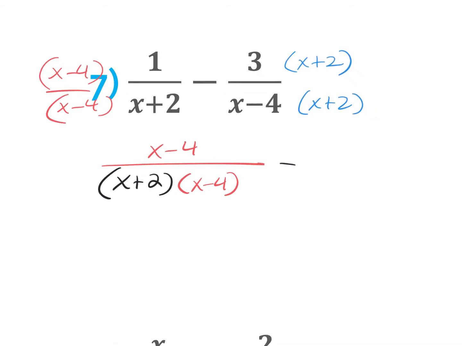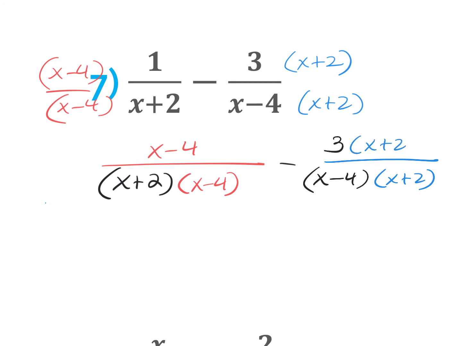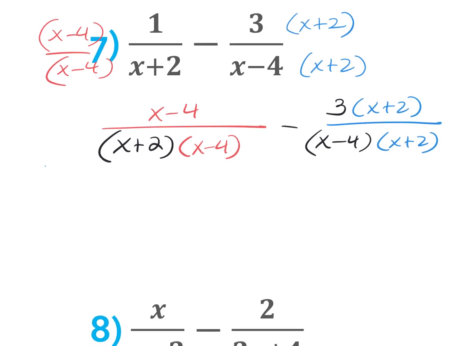So again, let me set up. So this already had this one, and now I'm multiplying it with the x plus 2. And then I need to do the same thing to my numerator. So the 3 was already there, and then I have the x plus 2. Now that I have the common denominator, I need to distribute the numerator and then combine like terms after I subtract. So the first fraction, I have x minus 4.